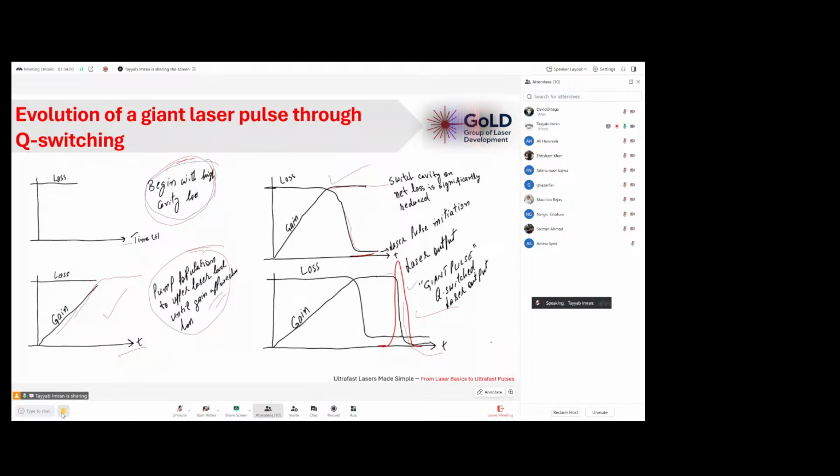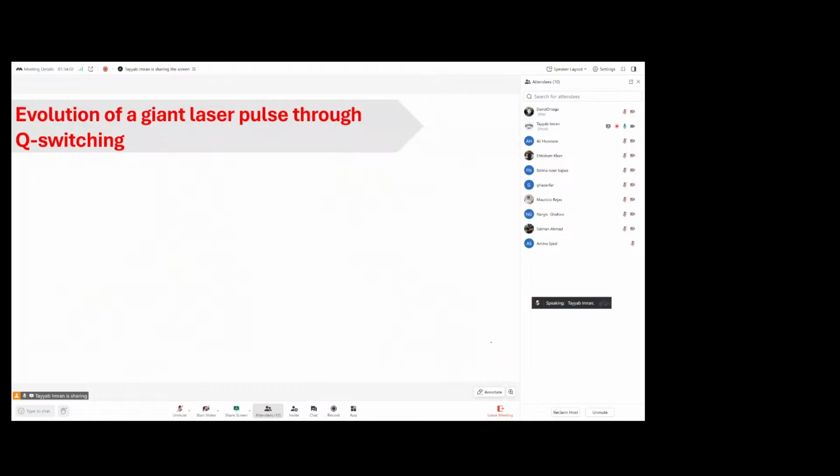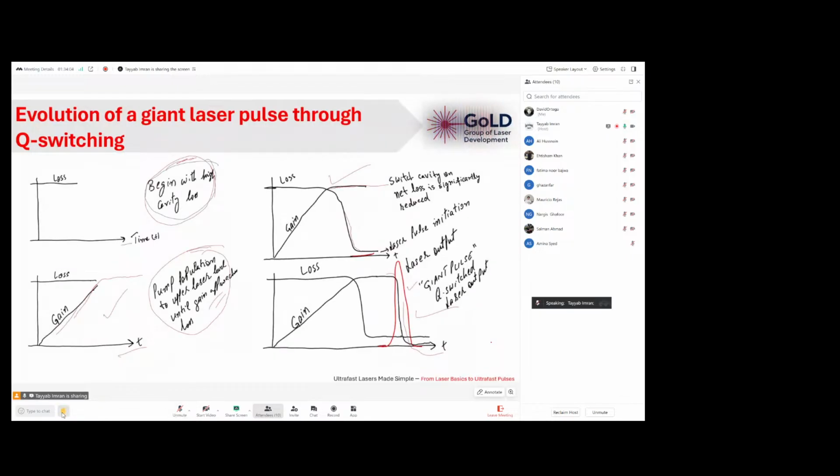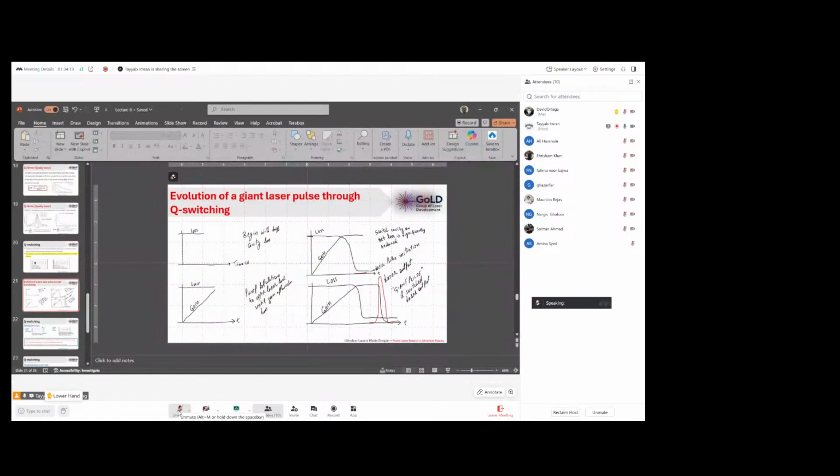So that's all for today. Q switching will continue a bit, and then after that we will go to mode locking. And mode locking means that we will move to the ultrafast.